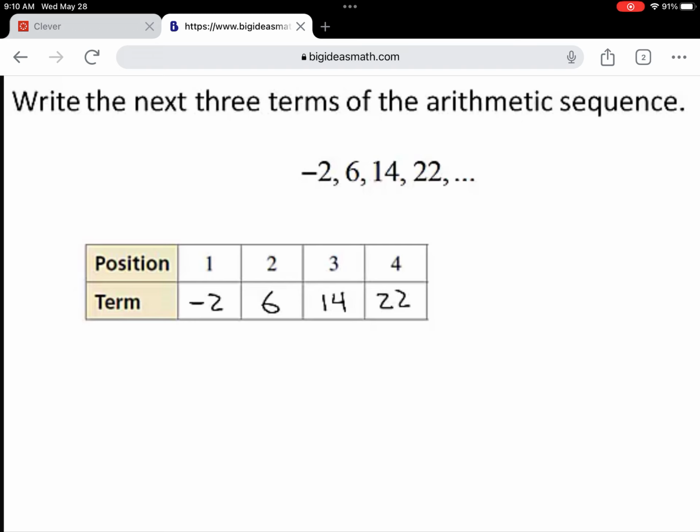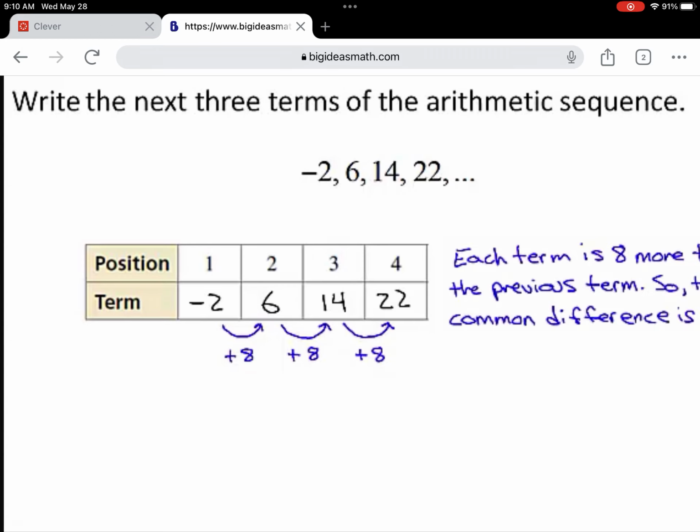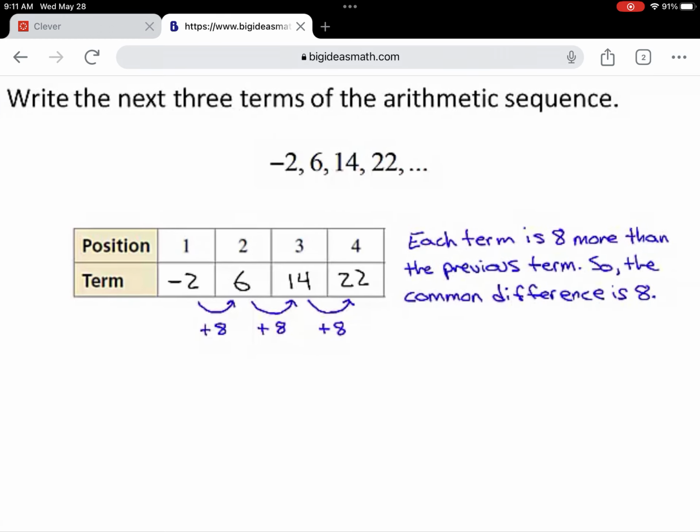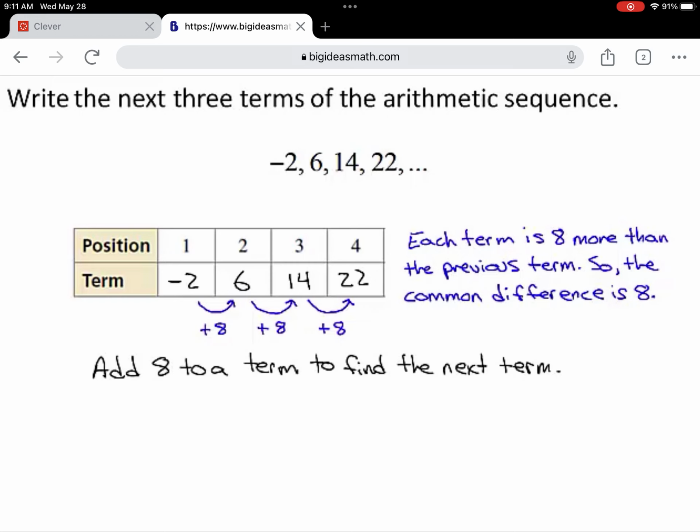The difference between -2 and 6 is 8. The difference between 6 and 14 is 8. And the difference between 14 and 22 is 8. Each term is 8 more than the previous term, so the common difference is 8. Add 8 to a term to find the next term.